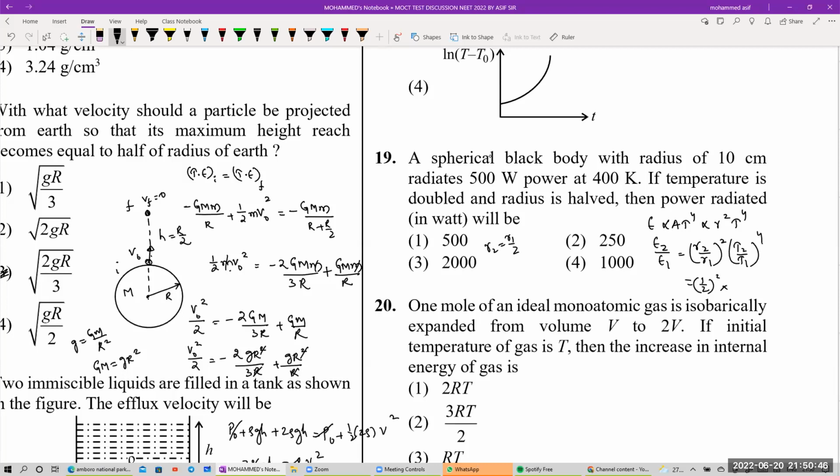The temperature is doubled, that means T2 becomes doubled. T2 is equal to 2 times T1. That means this will become 2 power 4. Clear? So E2 will become how much? I'll write here with the other pen. E2 will be equal to 4 times E1. So it is 4 into the initial energy, which is given as 500. So obviously that will come out to 2000 watt.